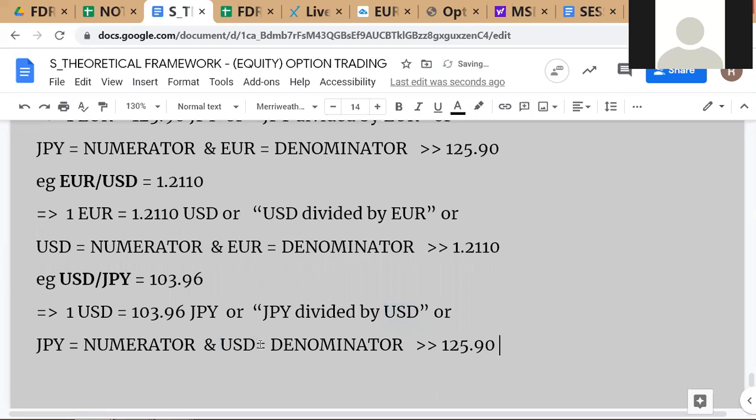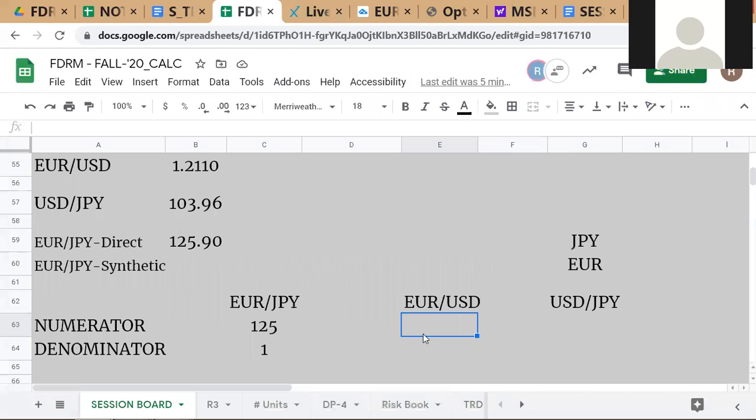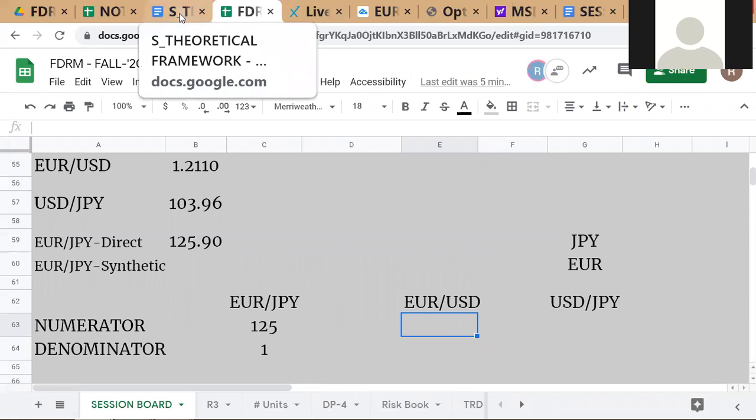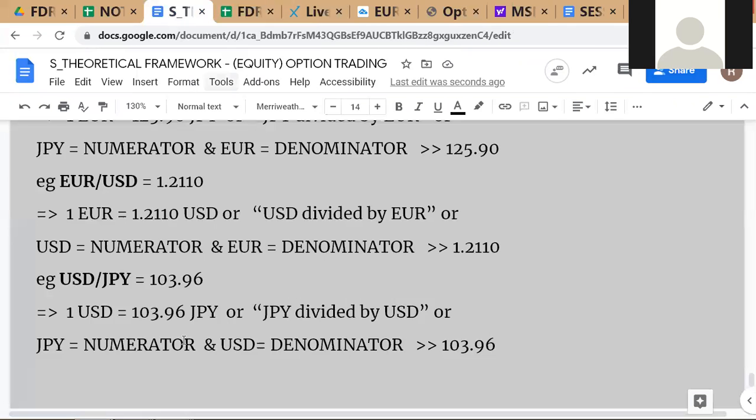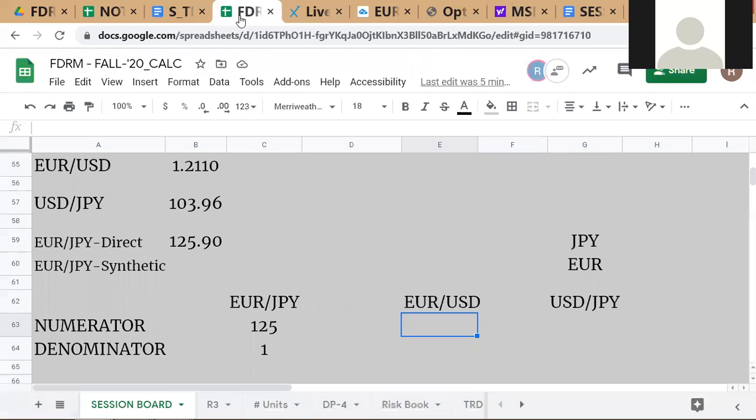That gives us 103.96. So we're going to write this now. Okay, 103.96. So now we have written this here in the text. Now we can put it here. In the case of Euro USD, numerator is obviously euros. In the case of Euro USD, numerator will be 121.10.